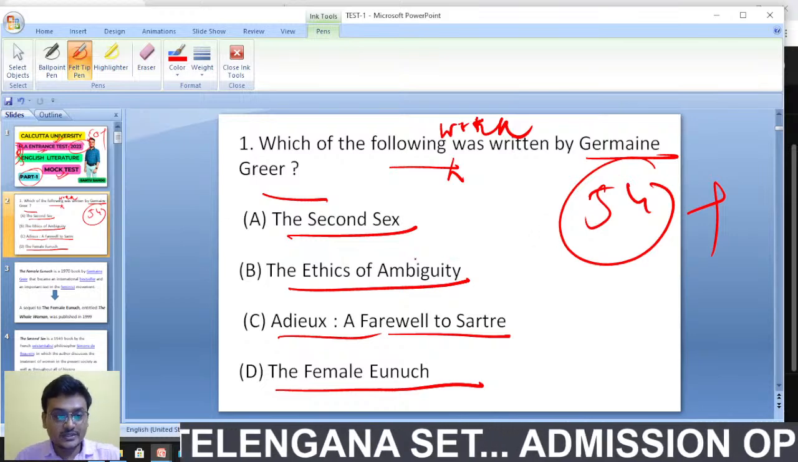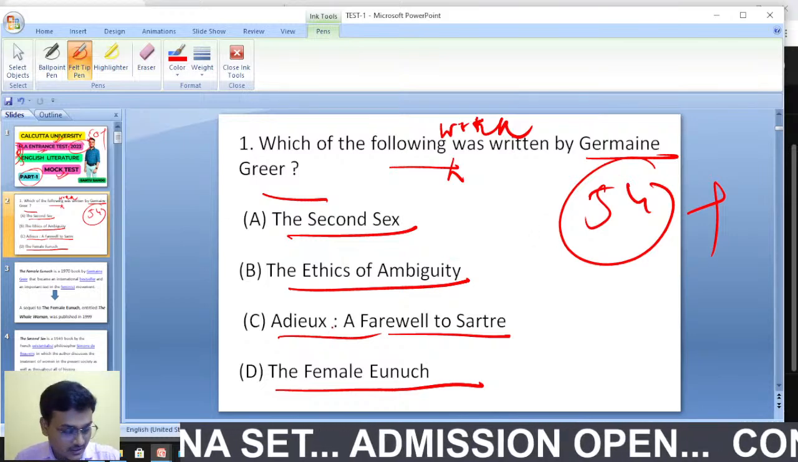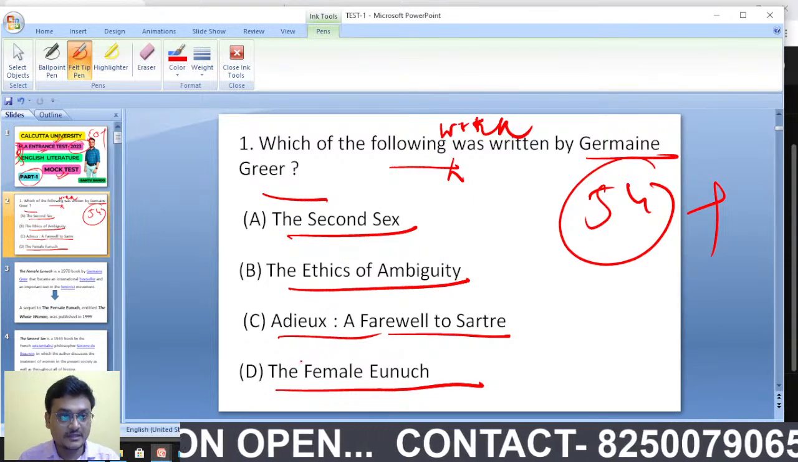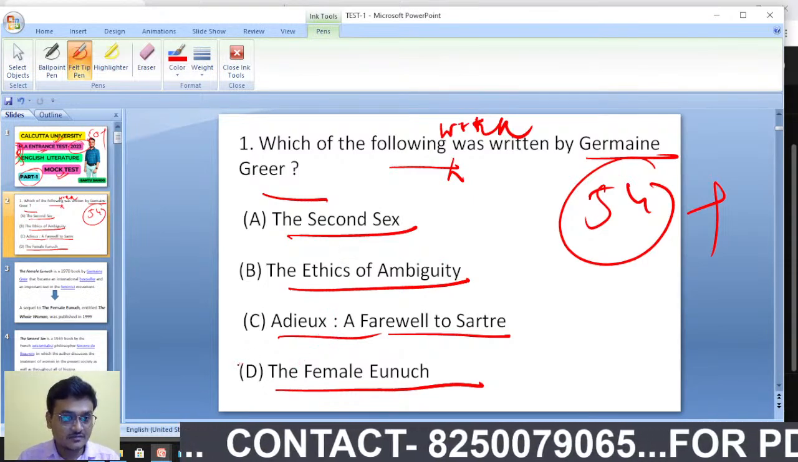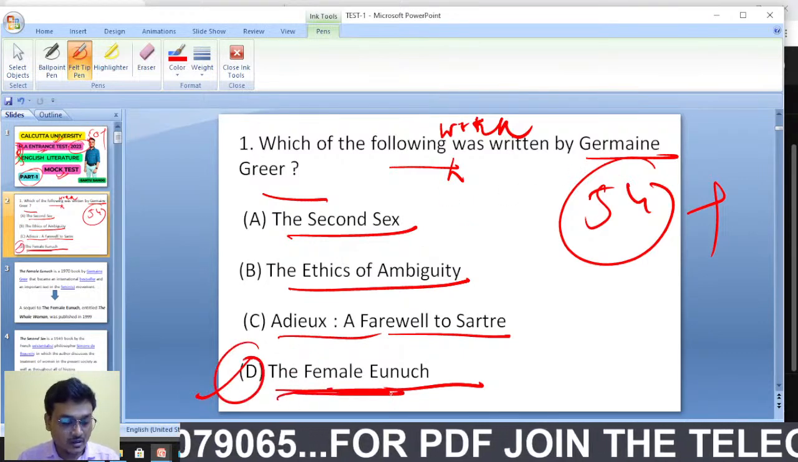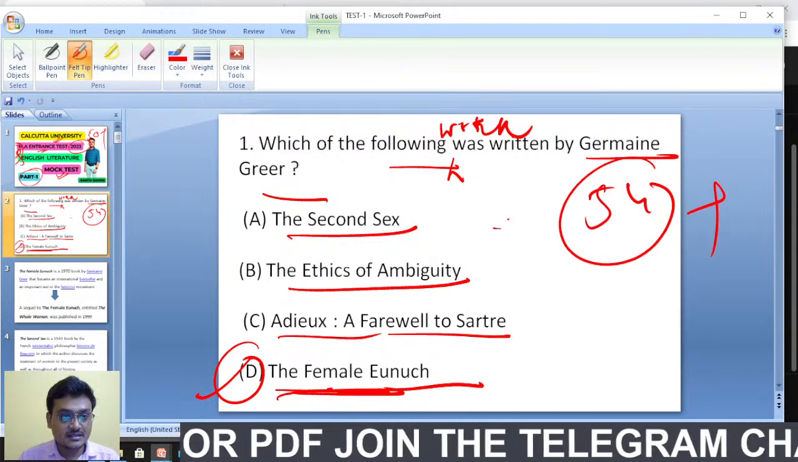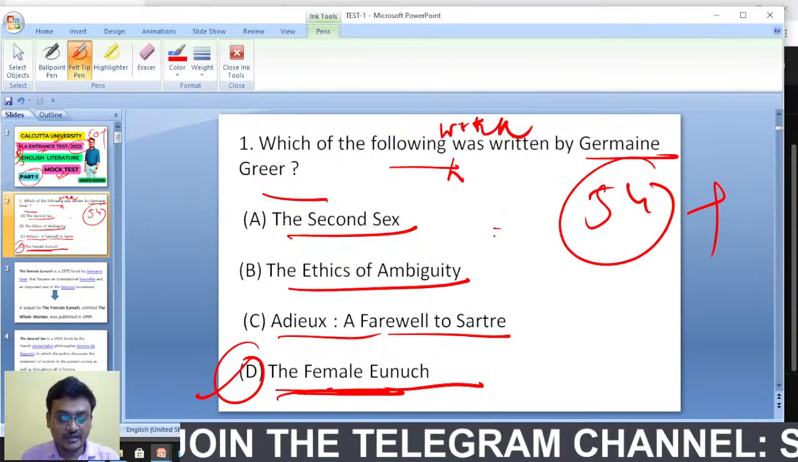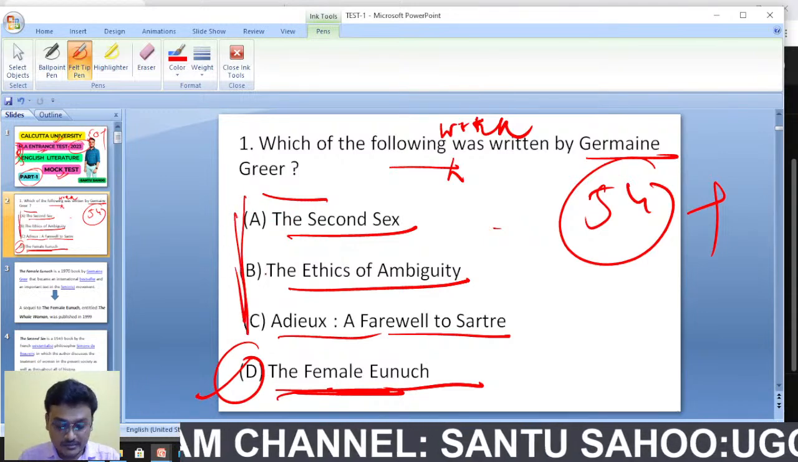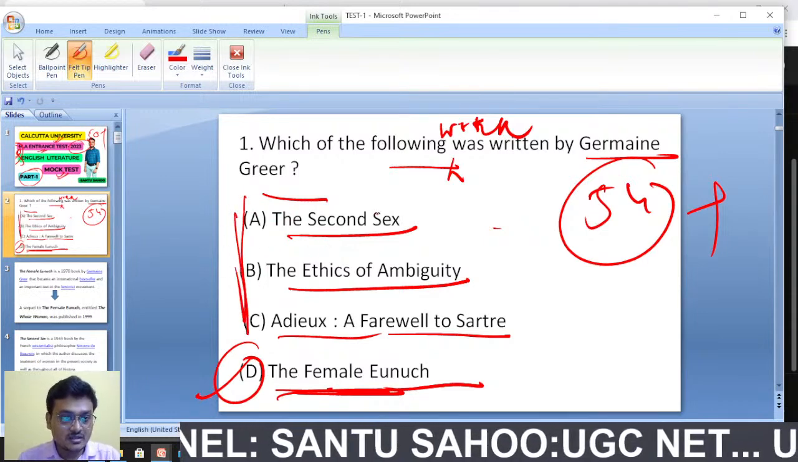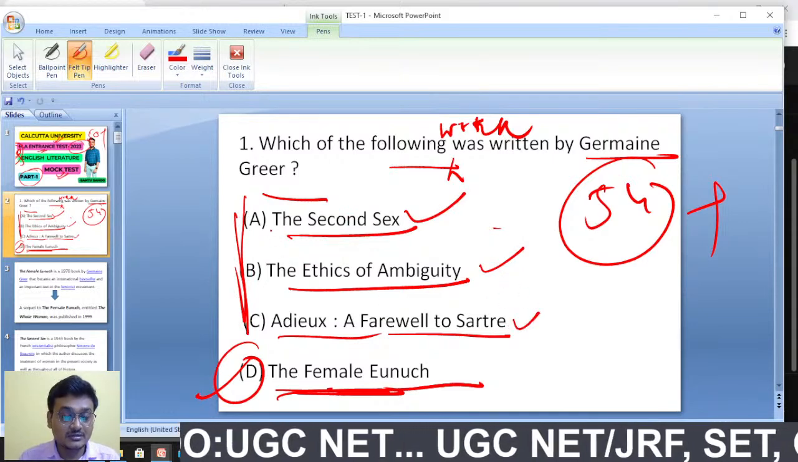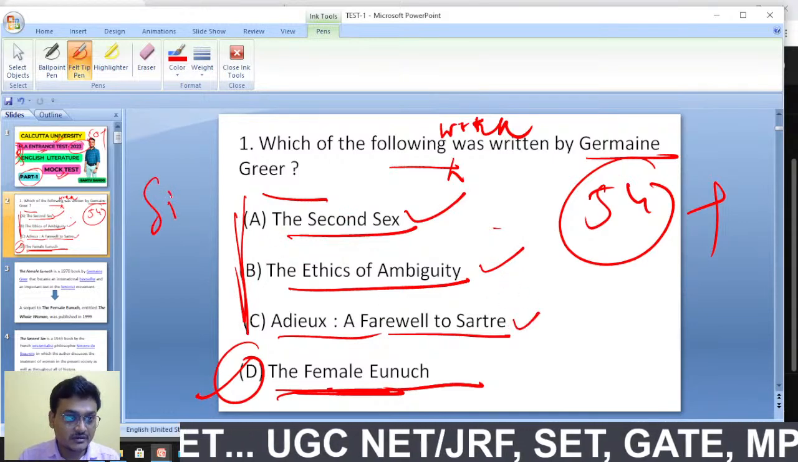Yes, it is The Female Eunuch. Exactly, The Female Eunuch is the right answer. The Female Eunuch is a work by Germaine Greer. The Second Sex, The Ethics of Ambiguity, and Adieu: A Farewell to Jean-Paul Sartre are all works by Simone de Beauvoir. These are all three works written by Simone de Beauvoir.